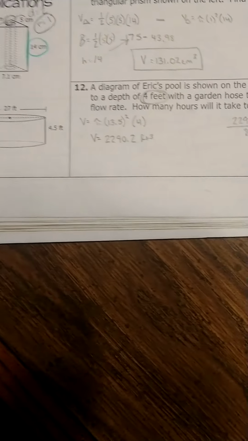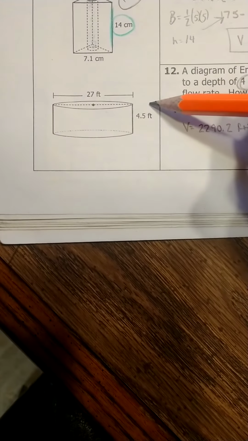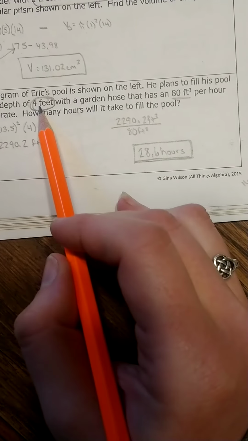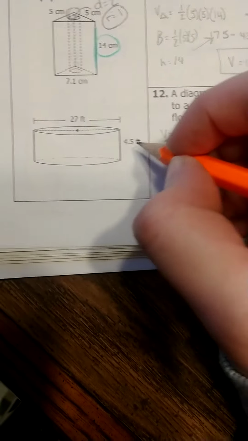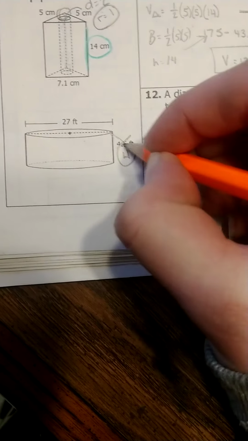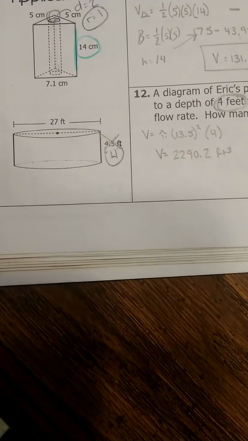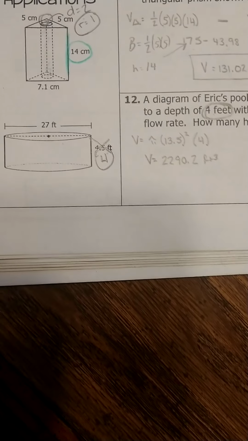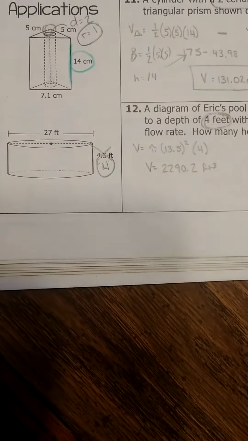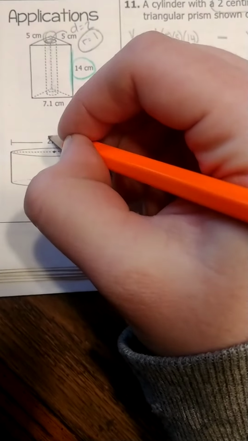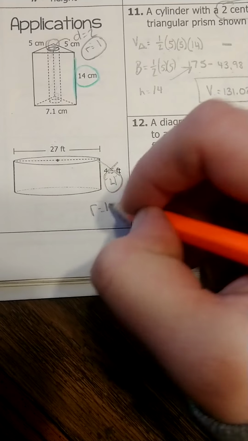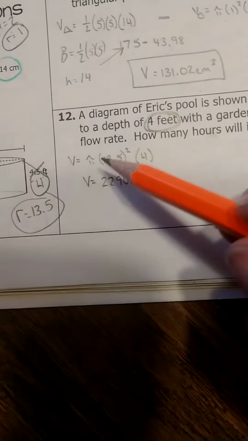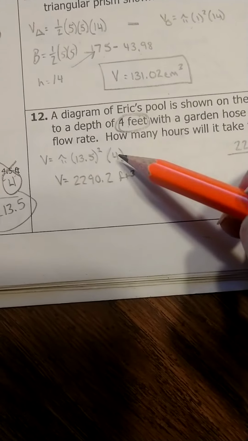What is different? What you need to pay attention to is that the pool itself is 4.5 feet tall, but it tells you in the problem, he's only filling it to 4 feet. So take that 4.5 that you're given and cross that out because you don't need it. You need 4. Well, it's a cylinder. The volume of a cylinder is pi r squared h. You need r. We're given diameter. Diameter is 27. To move to r, you divide by 2, which gives you 13.5. That's your radius. You plug that into your formula. So V equals 13.5 squared times 4.